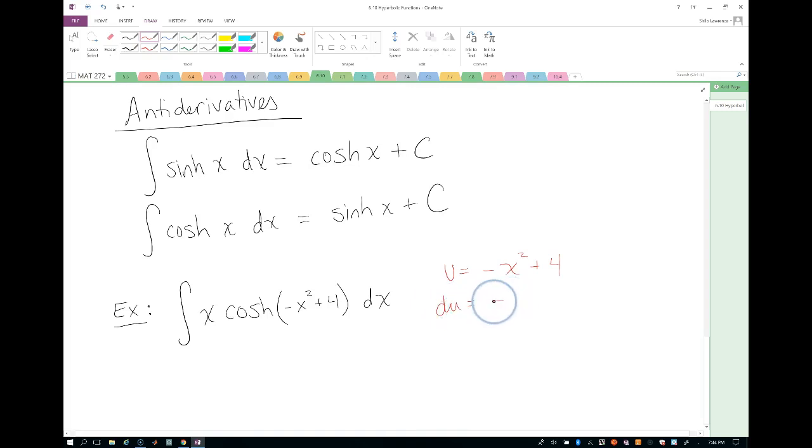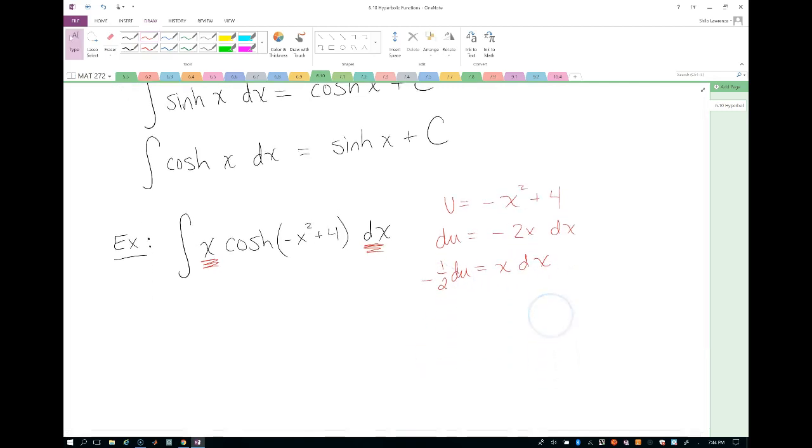That's going to make our du negative 2x dx. And we have an x dx that we can get rid of, but we don't have that extra negative 2. So I'm going to divide that over and use it as part of my substitution. The x dx can get replaced with negative 1/2 du. And when we rewrite our integral, the x dx is gone because it gets replaced with -1/2 du.